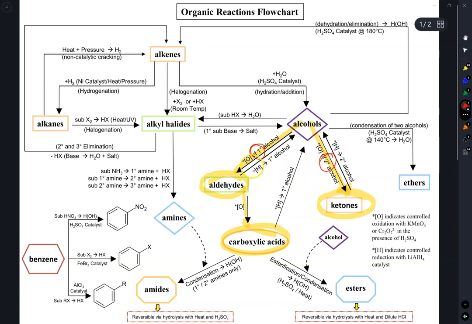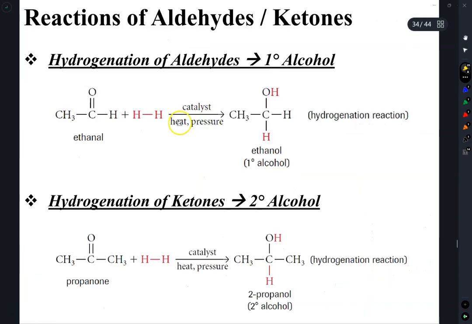Since reduction is the exact opposite of oxidation, we can revert our final products back to their original reactants using reduction reactions. This typically involves the controlled reduction with lithium aluminum tetrahydride catalyst, with the addition of heat and pressure. As a reminder, with reduction you're forming fewer bonds with O or more bonds with H. And because you're forming more bonds with H, we can also call this a hydrogenation reaction.